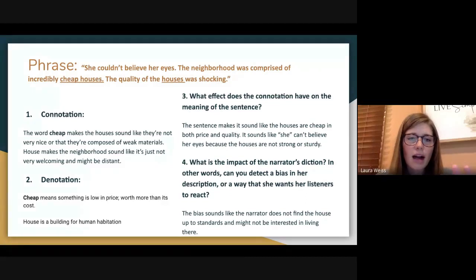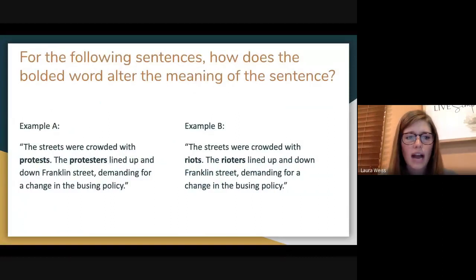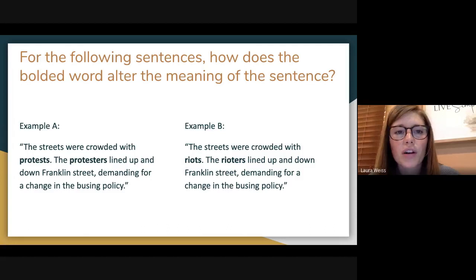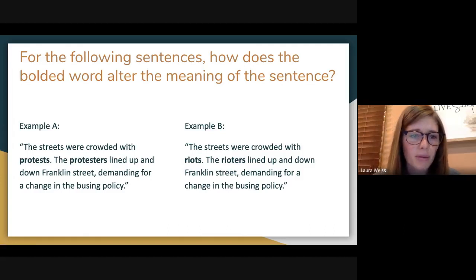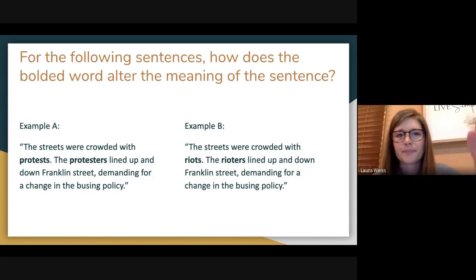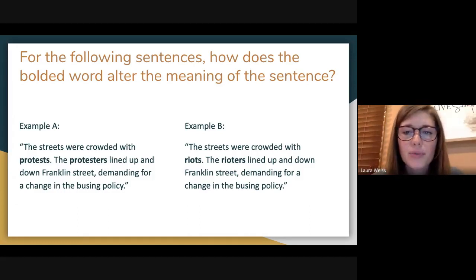All right, and it's going to make a lot more sense in a couple minutes. I'm just going to go through one more example with you guys, and then we'll fly through to the homework. Okay, so the last one here, thank you for your patience, you guys. For the following sentences, how does the bolded word alter the meaning of the sentence? Example A, the streets were crowded with protests. The protesters lined up and down Franklin Street demanding a change in the busing policy. Example B, the streets were crowded with riots. The rioters lined up and down Franklin Street demanding a change in busing policy.